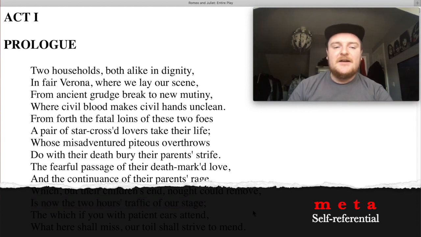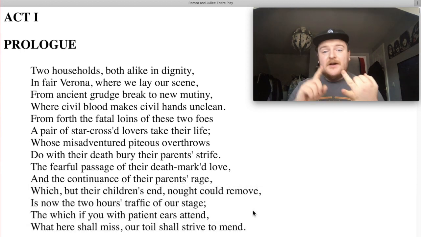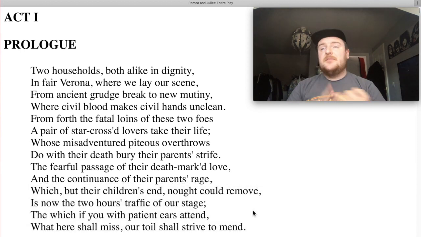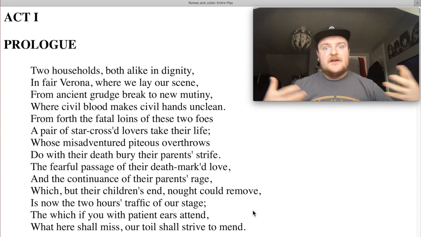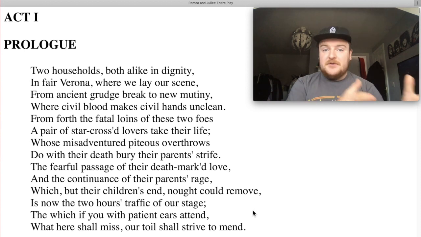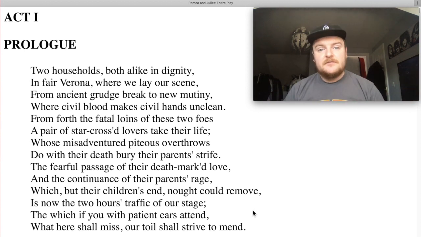Meta is where something is self-aware. So a poem is self-aware, a book can be self-aware, a play can be self-aware. It's aware that it's a play because it's saying "our scene". They're aware that we're actors on stage, and we're going to be talking about doing a scene.